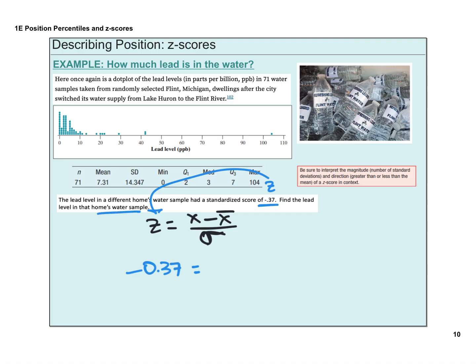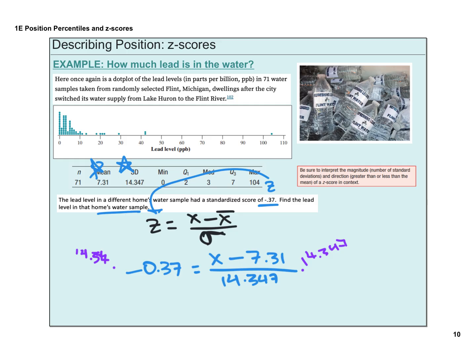So I don't know the data. That's going to stay a variable because I don't know what that is. I know these two things. I have the mean and the standard deviation. So I'm going to say x minus 7.31 divided by the 14.347. That's what's happening here. So now I need to use some algebra to back myself out of that. I'm going to multiply by the 14.347 to get that out of the denominator.